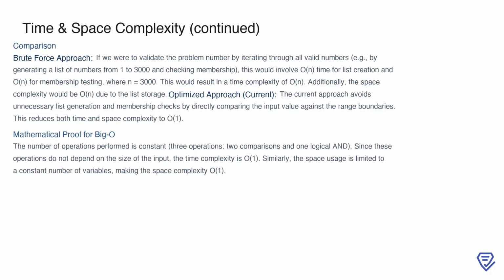In contrast, the optimized approach we are using avoids these inefficiencies by directly comparing the input against the fixed range limits. This eliminates the need for list generation or membership checks, reducing both time and space complexity to O(1). Mathematically, we can prove this efficiency by noting that the number of operations remains constant, two comparisons and one logical AND, regardless of the input value. This makes the function highly efficient, with both time and space complexities consistently at O(1).